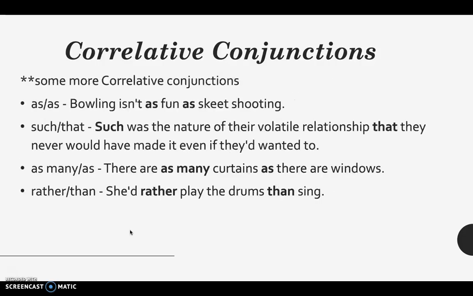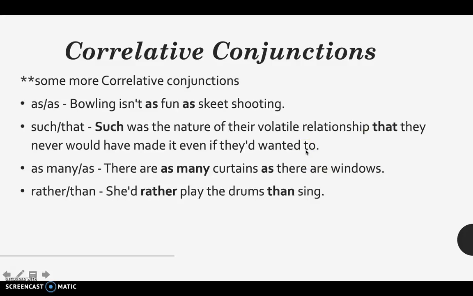But here's some others. As, as: bowling isn't as fun as skeet shooting. Those are correlative conjunctions. Or such and that: such was the nature of their volatile relationship that they never would have made it even if they'd wanted to. So these are pairs, and you might not realize that. We also have as many as, and as: there are as many curtains as there are windows.